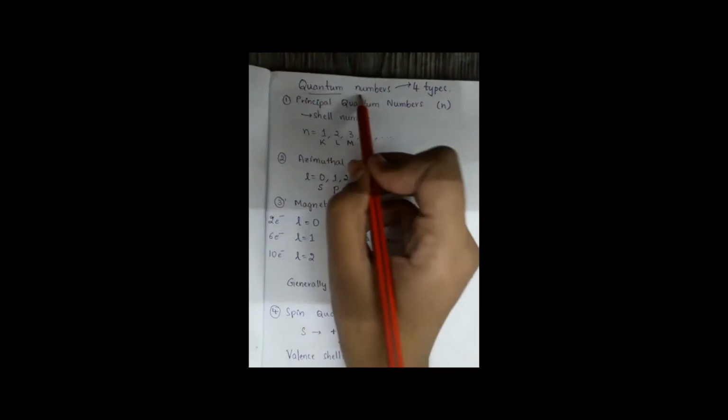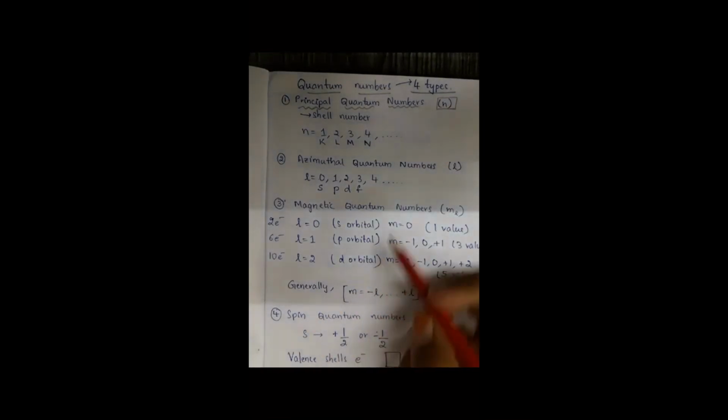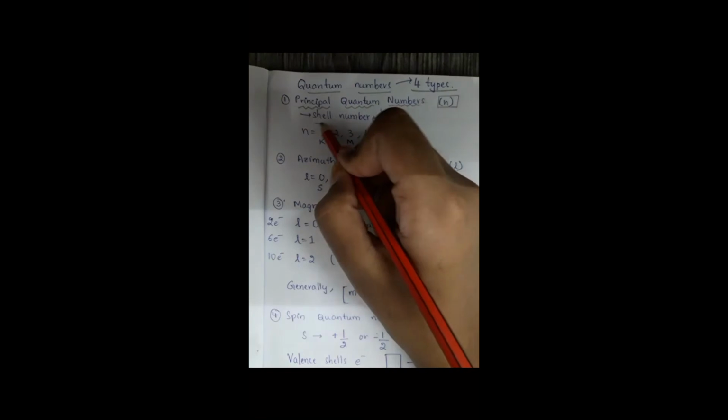Now, considering the quantum numbers, we know that quantum numbers are of 4 types. They are the principal, azimuthal, magnetic, and spin quantum numbers. Let us consider the principal quantum number. It is denoted by small n. Principal quantum numbers tell us about the shell number. Let us take a sample atom and say that it has 3 shells, namely the 1, 2, and 3 shells. What do we name them as? Yes, we name them as K, L, M, N, and so on.